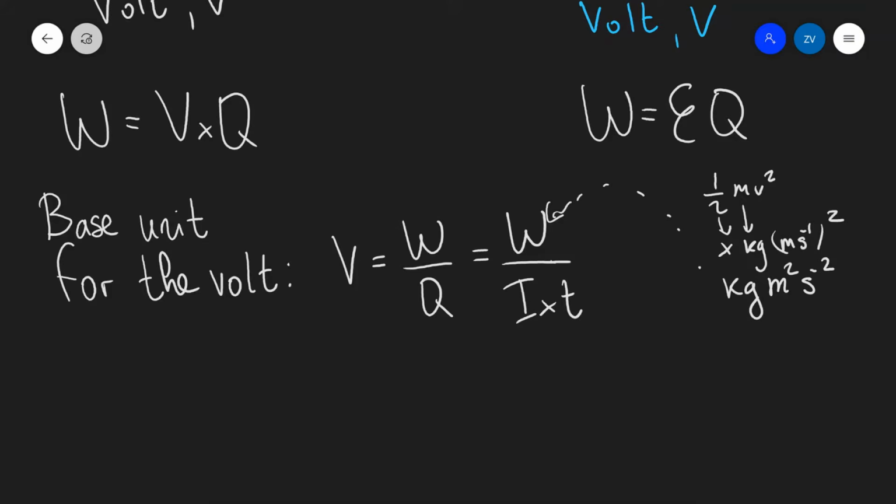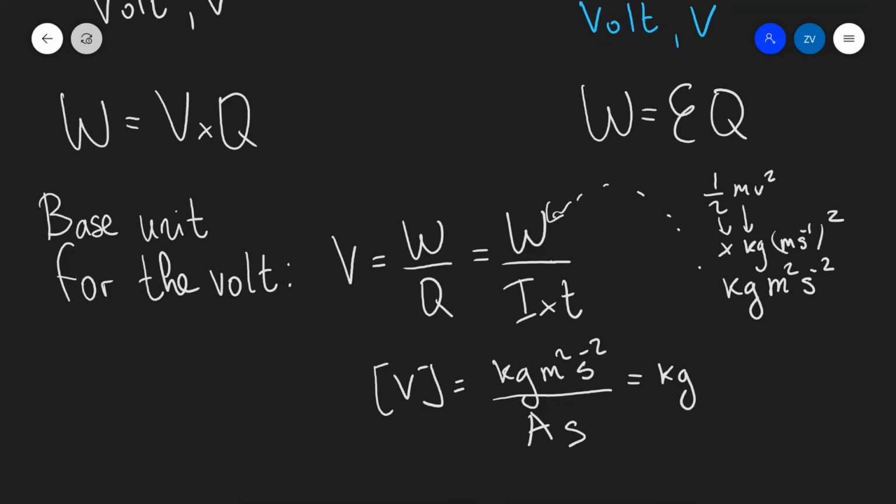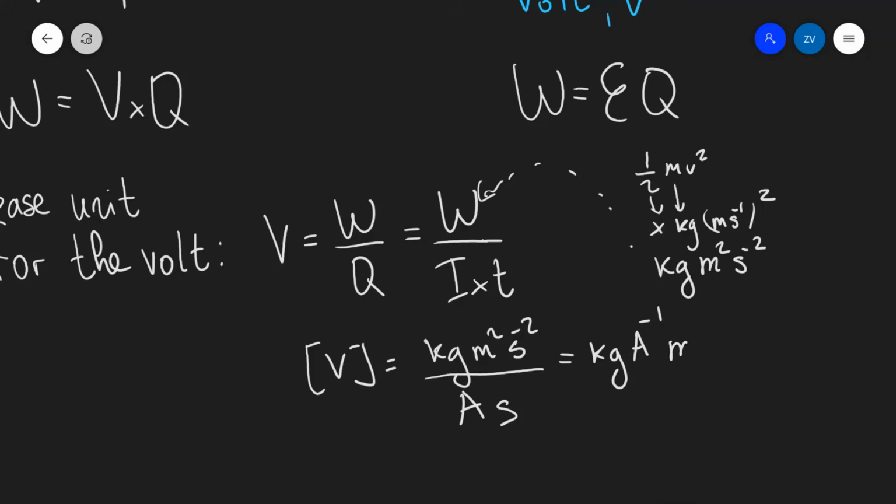The base unit for the volt, I can just say over here that a volt will essentially be equal to kg m² s⁻² divided by amps and then divided by seconds as well. We can rewrite this as kg A⁻¹ because it's at the bottom of the fraction, m², and s⁻² divided by s is going to give us s⁻³, which is the base unit for the volt.